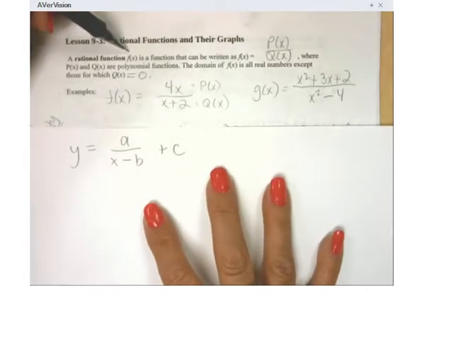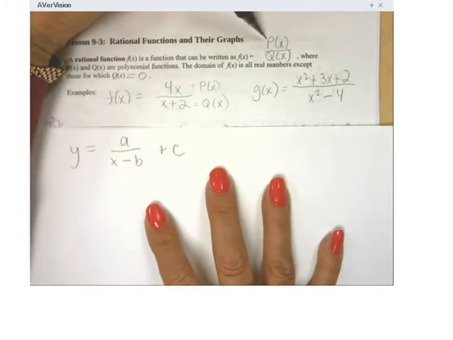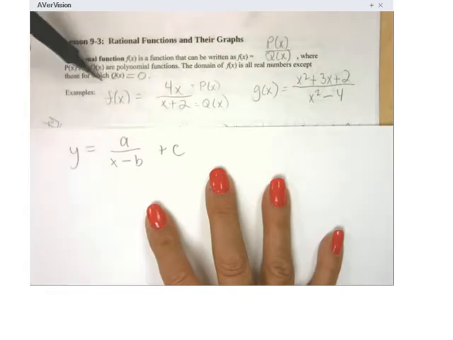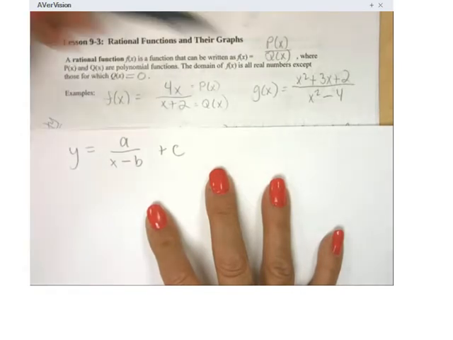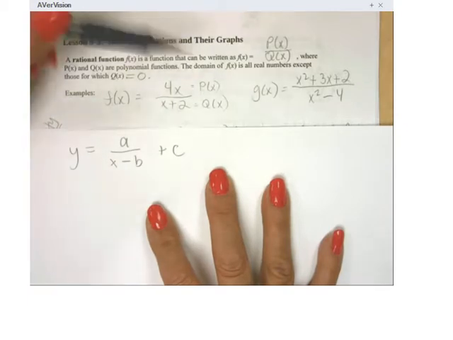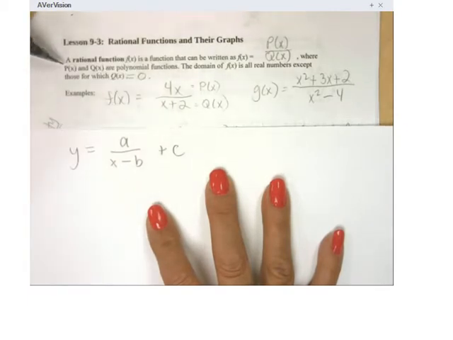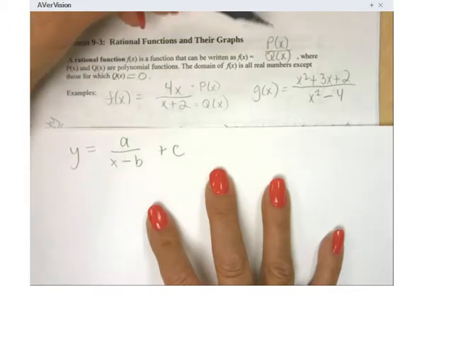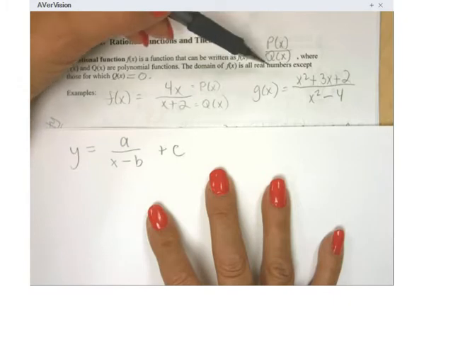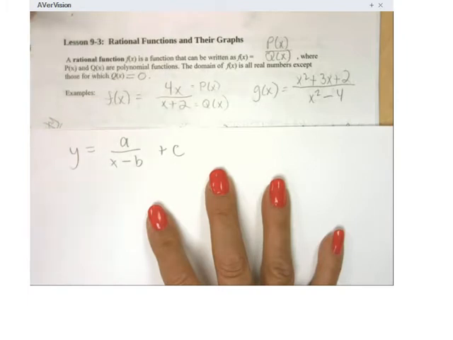A rational function f of x can be written such that we have a polynomial in the numerator and a polynomial in the denominator, where the polynomial in the denominator cannot equal 0. Rational numbers are numbers that can be written as an integer over an integer. Rational functions, on the other hand, are functions that can be written as a polynomial over a polynomial. And that polynomial in the denominator, again, cannot equal 0.